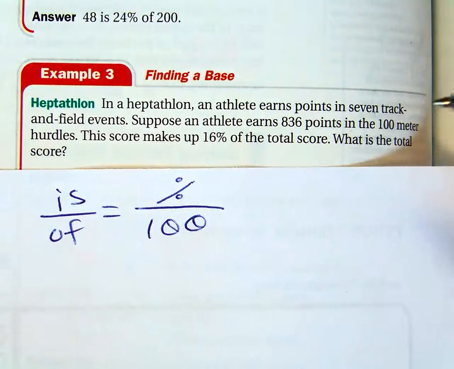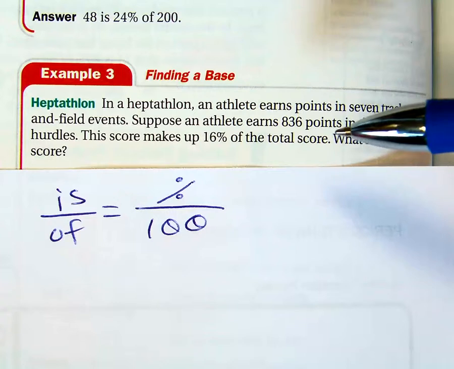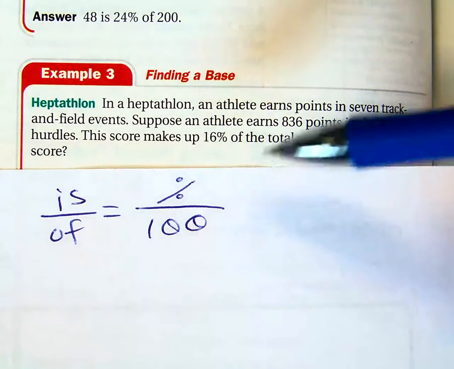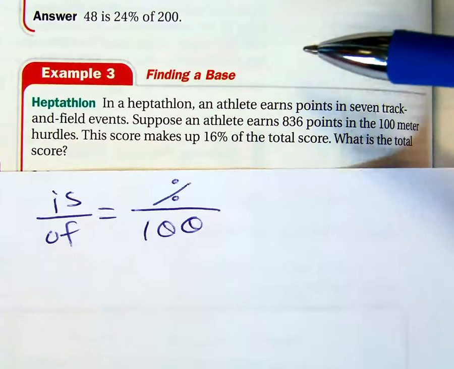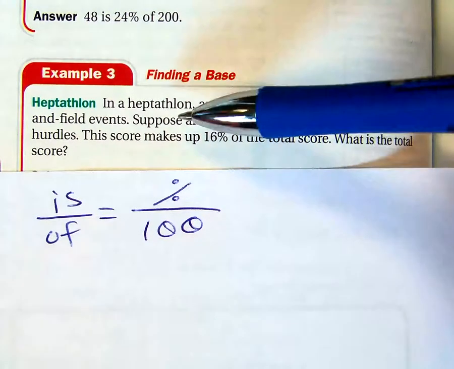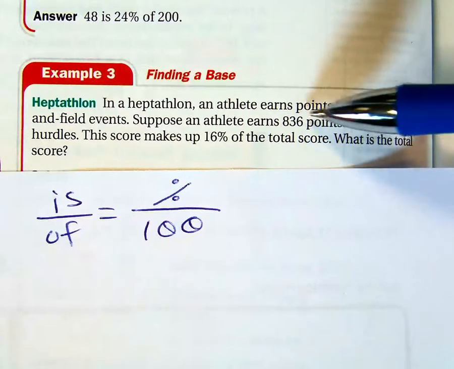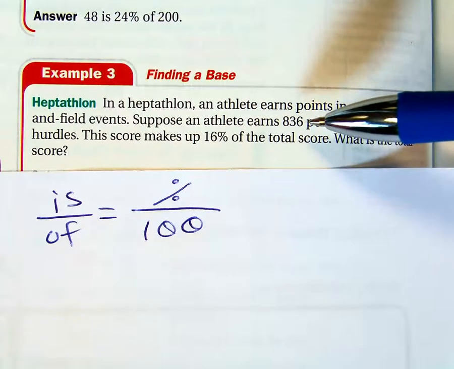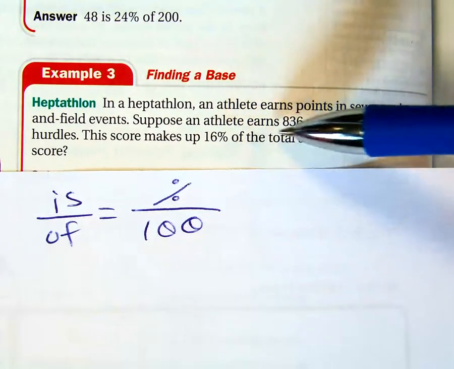This is a little harder to find because this problem does not just say this number is something percent of something. Those words are not as obvious here. Sifting through this, it says suppose an athlete earns 836 points. So they have earned this amount. Read the beginning of the very next sentence. This score makes up 16% of the total.